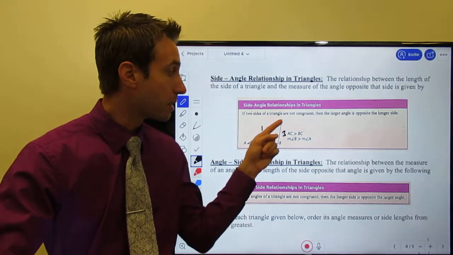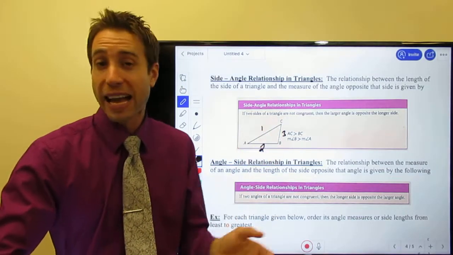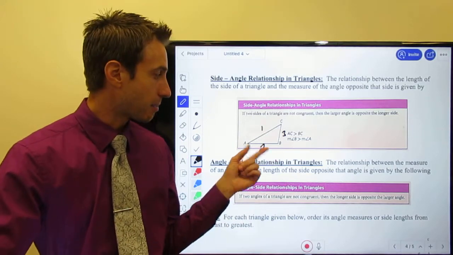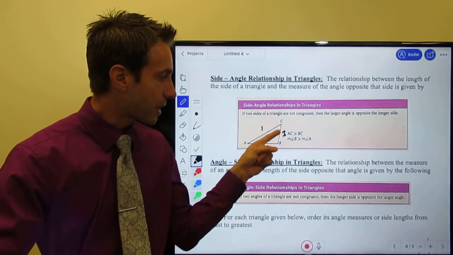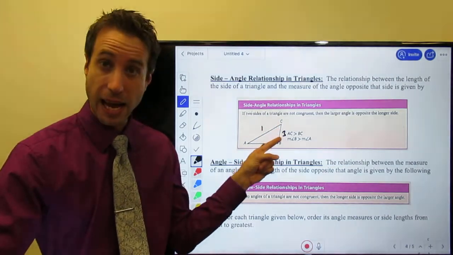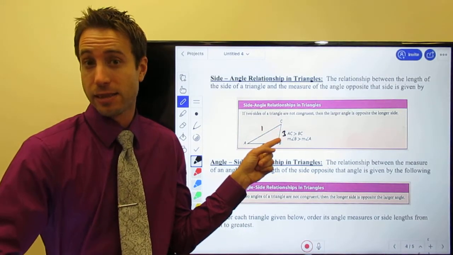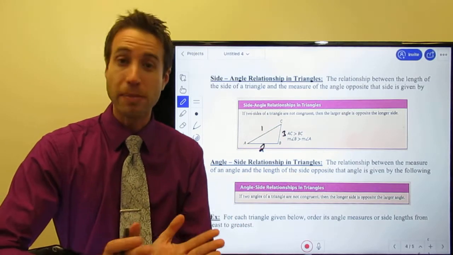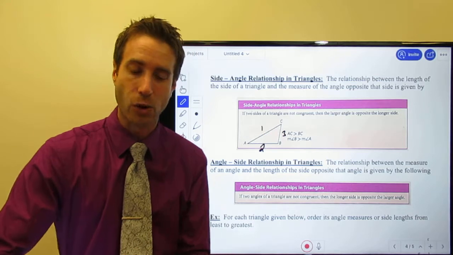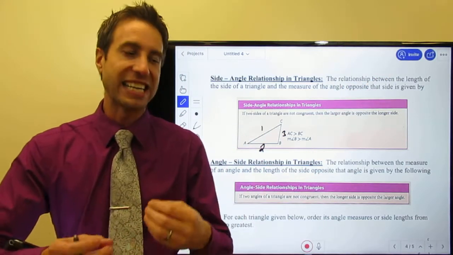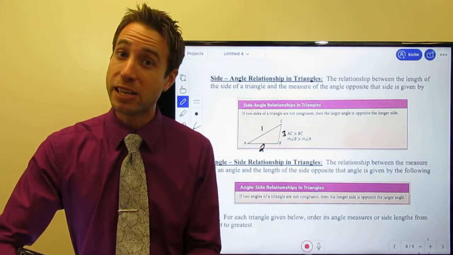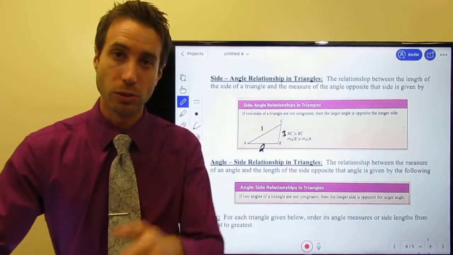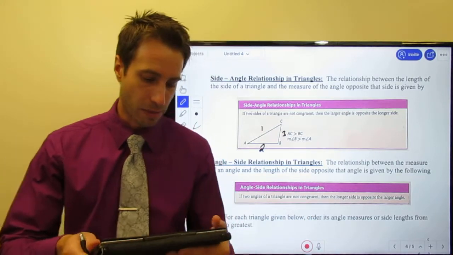So what does that tell me about angle C? Well, angle C is going to be a medium-sized angle, because it's opposite AB. This side right here is my shortest side. It has the smallest length. So what does that tell me about A? A is going to be my smallest angle. The length of the opposite side is determined by the measure of its opposite angle. That's all we're going to do. Let me show you how this works in a couple of problems.